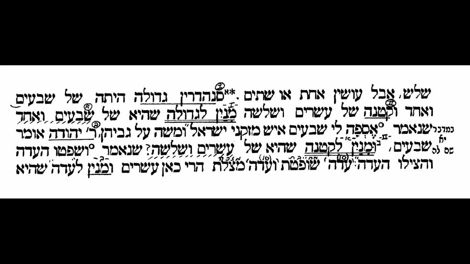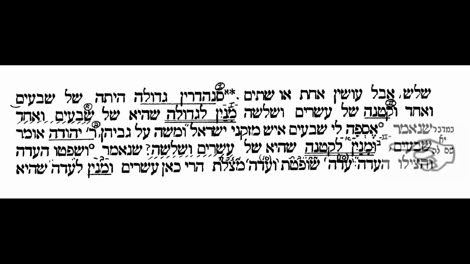Minayin l'gedola shehi shel shivim ve'echad. Notice the double underline. This is one of our series markings, as you can see a few lines later. Uminayin l'ktana. We've also added a slash underline to the numbers shivim ve'echad, and further down esrim v'shlosha, to emphasize that that's what we're dealing with. So how do you know?